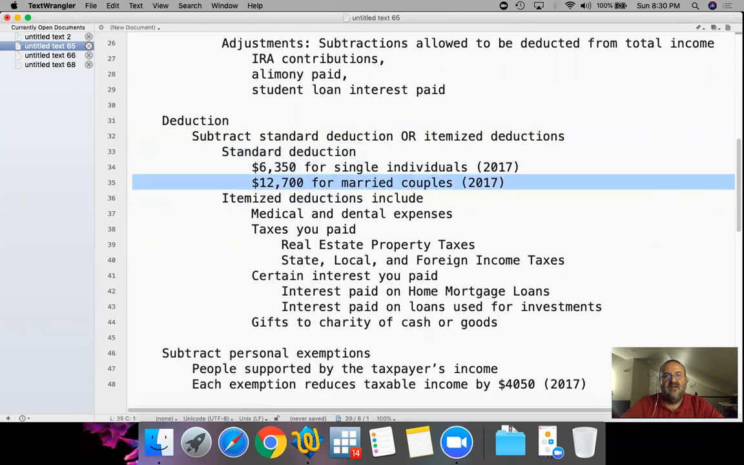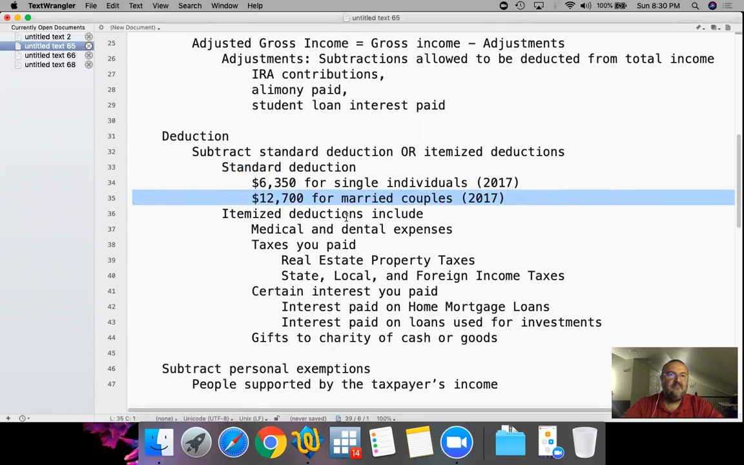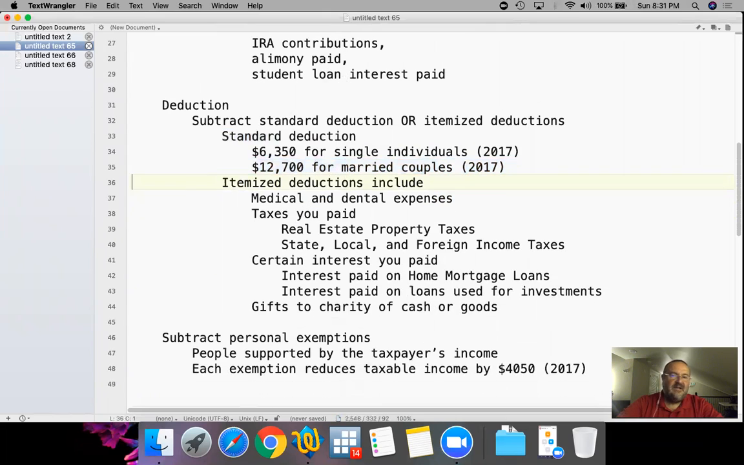$6,350. And for a married couple, it was $12,700. That's your standard. And you don't have to document anything for this. Basically, when you're filing your form, you say, I take standard deduction, and that's it. This much is deducted from your adjusted gross income.